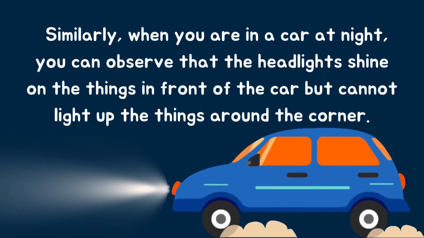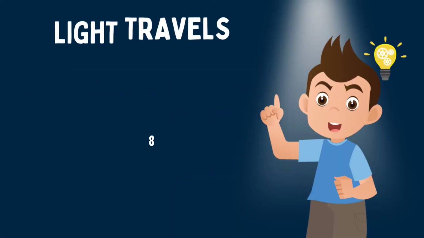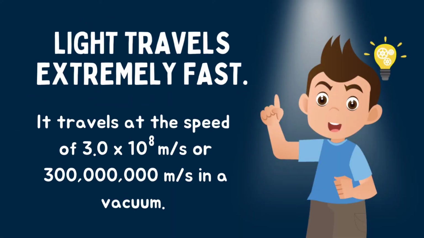And have you ever wondered how fast light could travel? Light travels extremely fast. It travels at a speed of 3.0 times 10 to the power of 8 meters per second, or 300 million meters per second in a vacuum. Light travels faster than a sound wave, which only has a speed of 331 meters per second. That is the reason why lightning always comes before thunder.